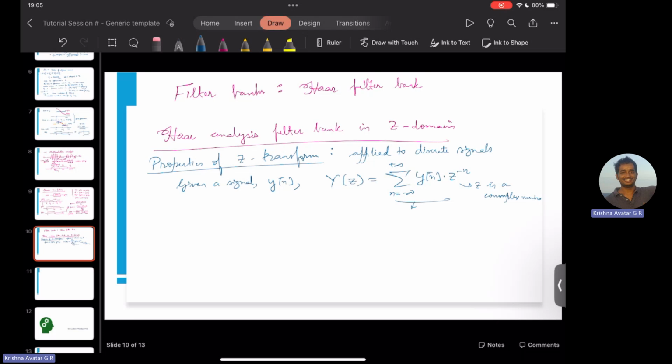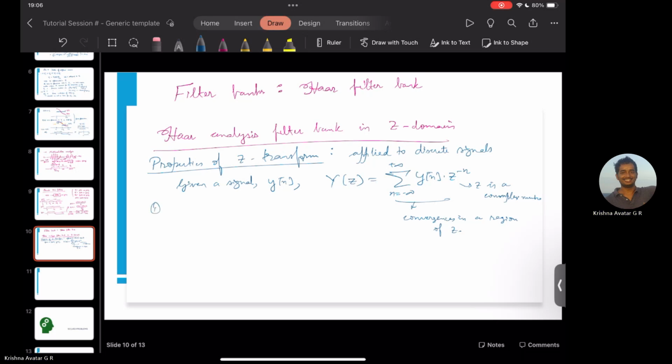And this series also converges in a region of z. So it won't be convergent everywhere. Only over some particular region of z will this particular series converge, right? So let's try to derive some properties.